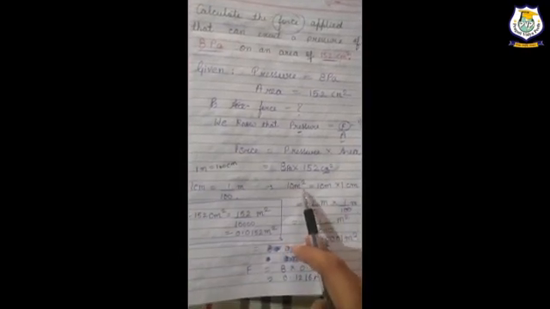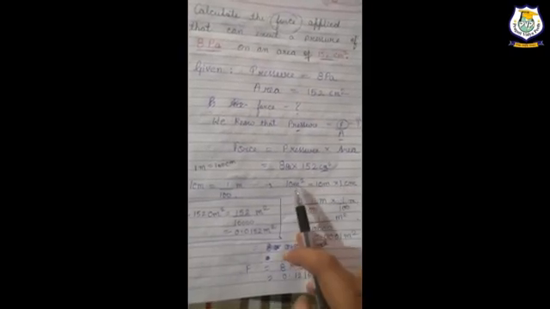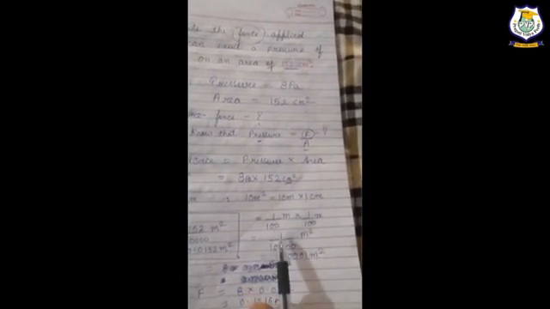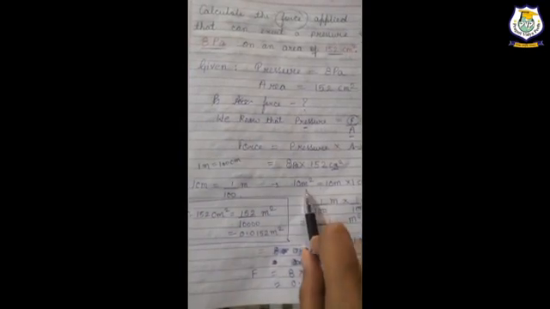So 1 centimeter square equals 1 centimeter into 1 centimeter. 1 into 1 is 1, and centimeter into centimeter is centimeter square. But we know 1 centimeter is equal to 1 upon 100 meter, same for the other. Now 1 into 1 is 1, 100 into 100 is 10,000, and meter into meter is meter square. So 1 centimeter square is equal to 1 upon 10,000 meter square, or you can write 0.0001 meter square. Like 1 centimeter is 1 upon 100 meter, same 1 centimeter square will be equal to 1 upon 10,000 meter square.